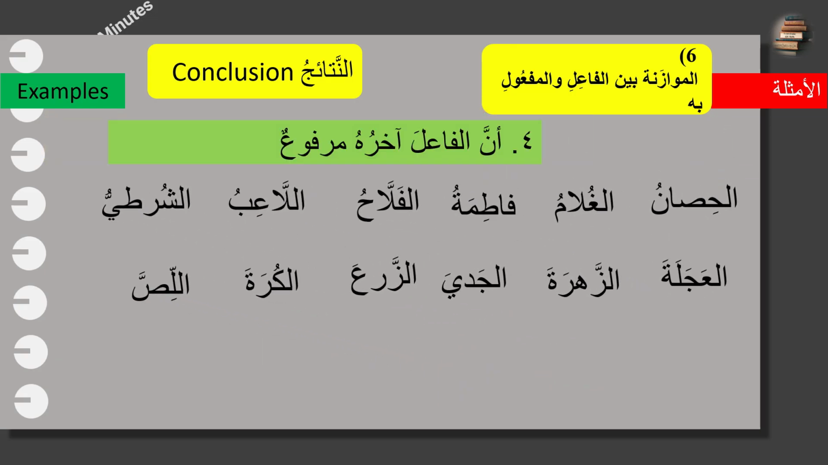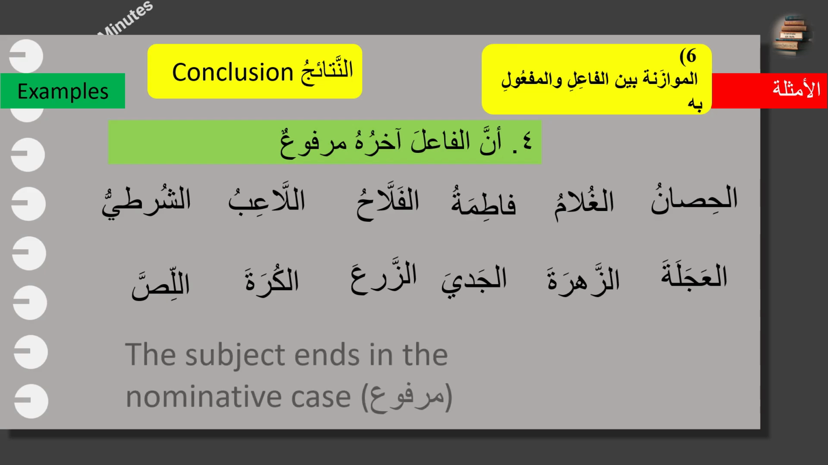And the fourth point says أن الفاعل آخره مرفوع. What does that mean? It means, as we've covered before, the subject ends in the nominative case, مرفوع. So it has the symbol ضمة here. So الحصان, الغلام, فاطمة, الفلاح, and so on. They carry ضمة. They are in the nominative case, مرفوع.